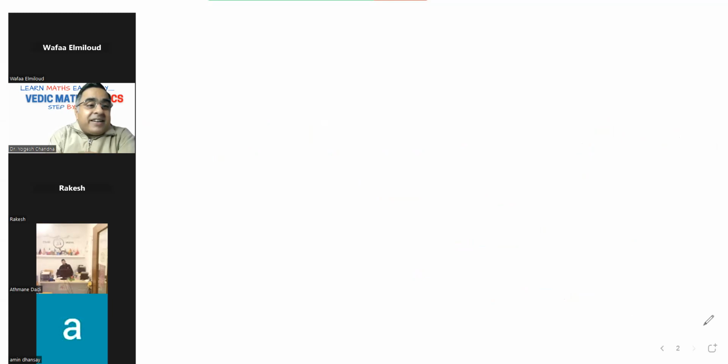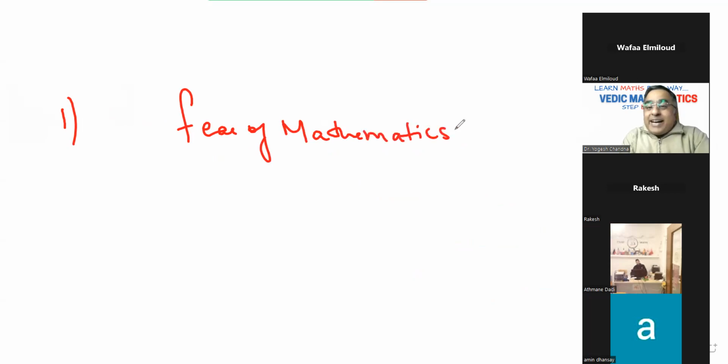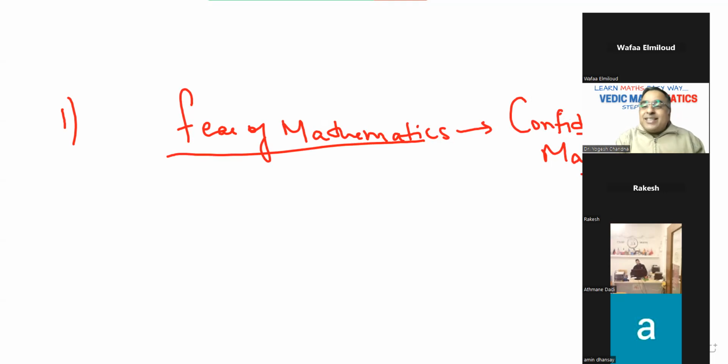So this was a basic definition. Now, what do we get from Vedic mathematics? See, very important thing. It is a journey of transformation from fear of mathematics to confidence in mathematics. You might have seen children having fear of mathematics, and that is a very big problem in almost every child. Yes or no? Correct. So this subject is basically a journey of transformation from that fear of maths to confidence.